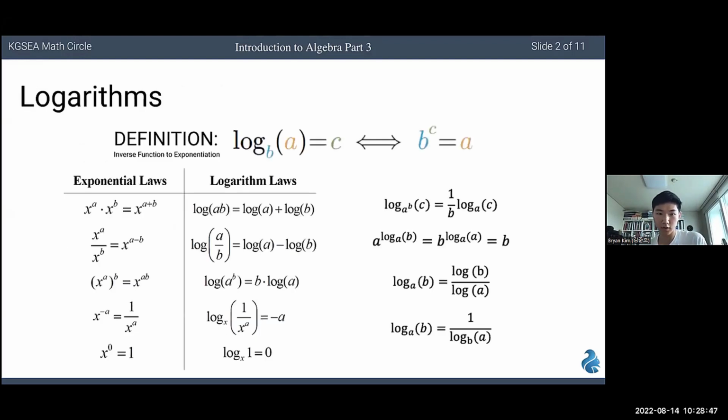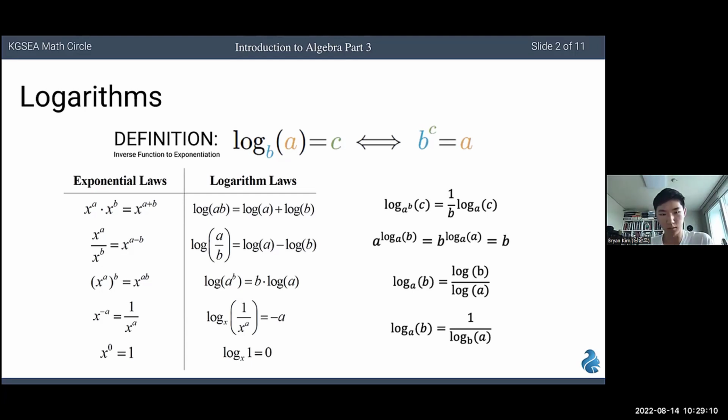Starting off with logarithms, the basic definition of a logarithm is the inverse function to exponentiation. The basic form of exponential functions is b to the power c equals a, and that can be converted to log a base b equals c.